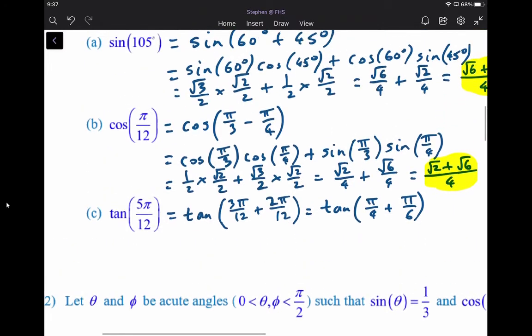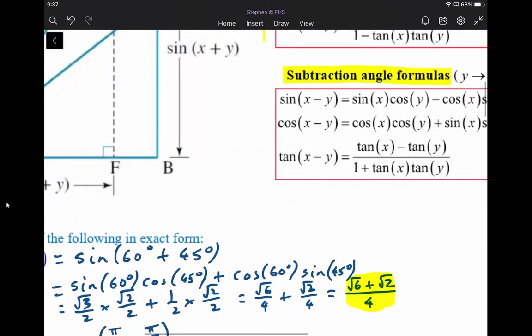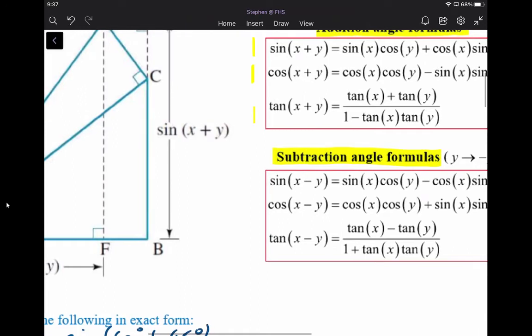So again, going back, what is the tan addition angle formula? So tan addition is tan x plus tan y over 1 minus tan x tan y.